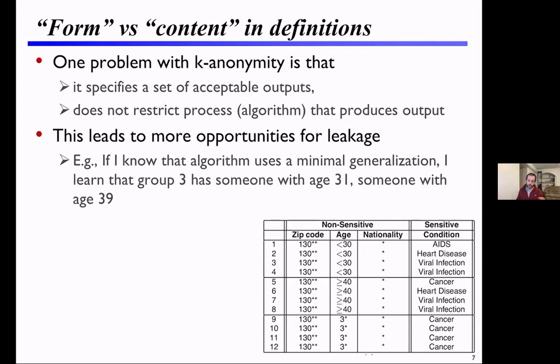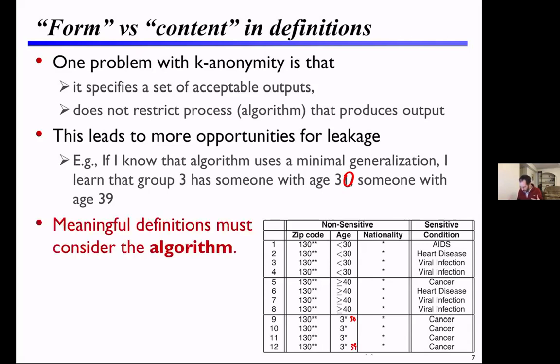For example, if I know that an algorithm uses the narrowest possible interval for each set of values, once it's decided to group k records together, it generalizes to the narrowest interval it can. Then I would know that in this group, there's someone with age 30, and someone with age 39. One of these is a 30 and one of these is 39. I don't know which is which, but that already gives me a certain kind of information. And there are examples of more sophisticated things you can figure out.